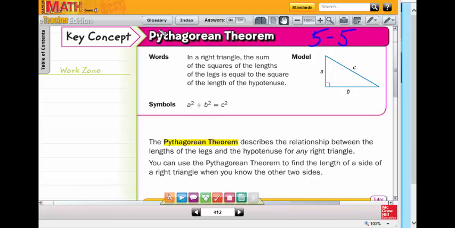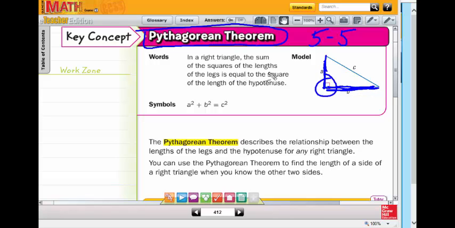So we could start right off the bat by talking a little bit about the Pythagorean theorem. In words, the theorem states that in a right triangle, remember this only applies for right triangles, the sum of the squares of the lengths of the legs. Now keep in mind that the legs are here and here, and the way to always recognize the legs is that they both meet at the right angle here. So these are the legs of the triangle.